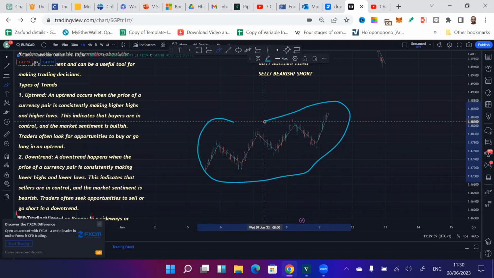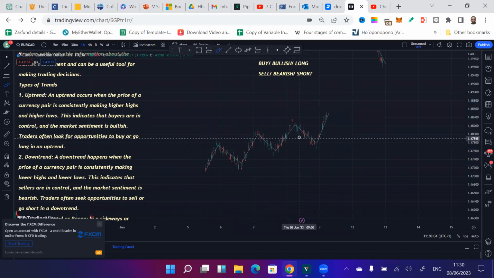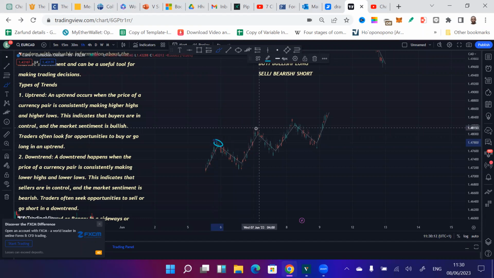This now is a chart. Okay, so that's a chart. Now, the tops right here are called highs. Remember, we said higher highs. While these bottoms are called lows.